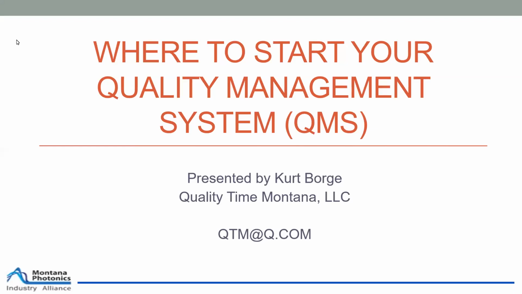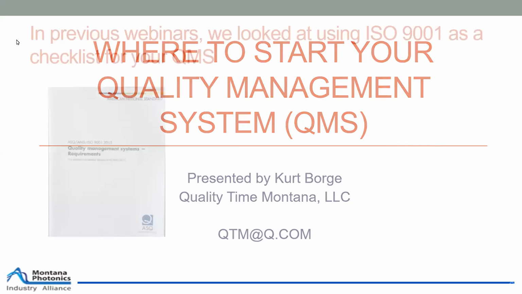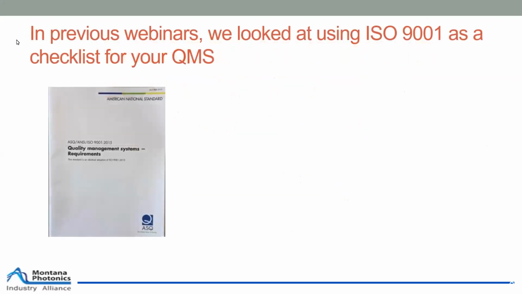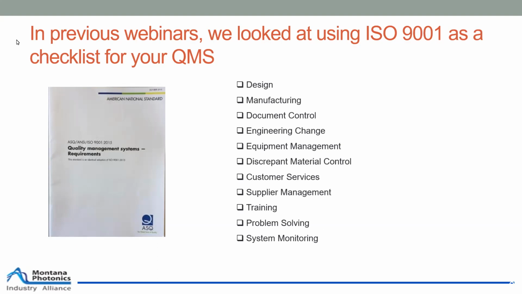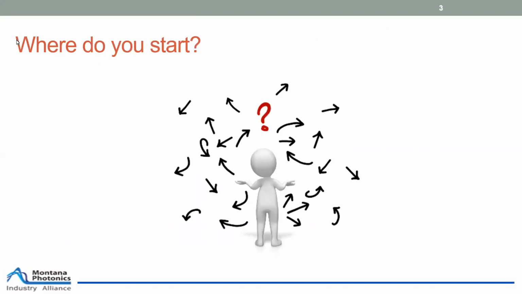Where to start your quality management system, or QMS. In previous webinars, we looked at using ISO 9001 as a checklist for your QMS. Some of the processes included design, manufacturing, document control, engineering change, equipment management, discrepant material control, customer services, supplier management, training, problem solving, and system monitoring. So many things to cover. Where do you start?